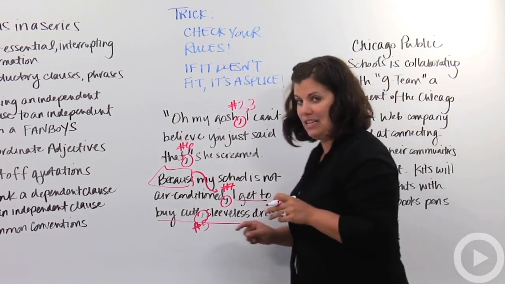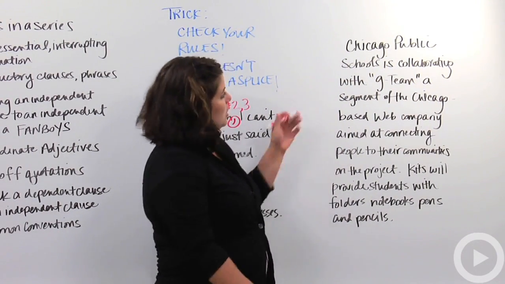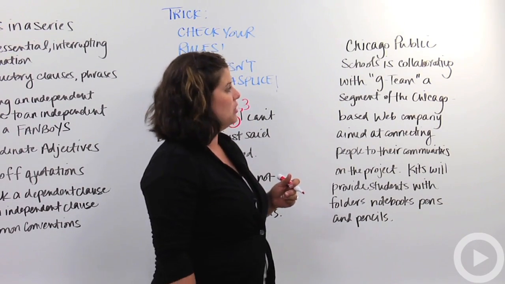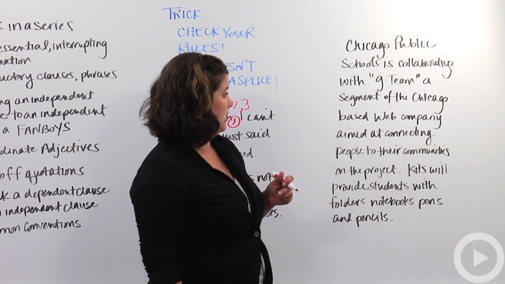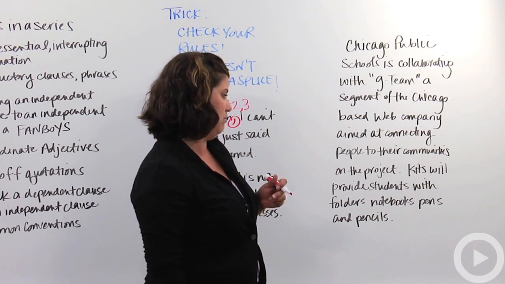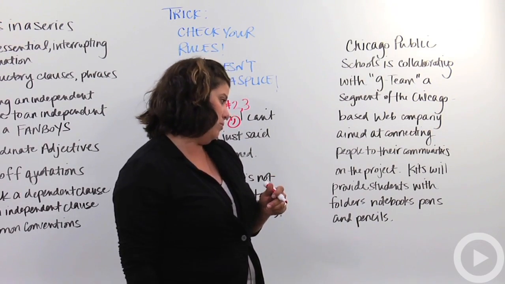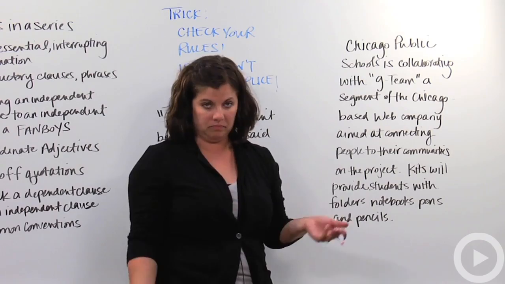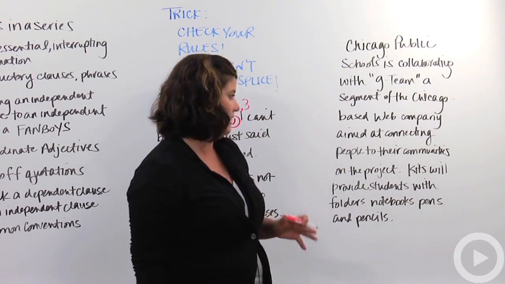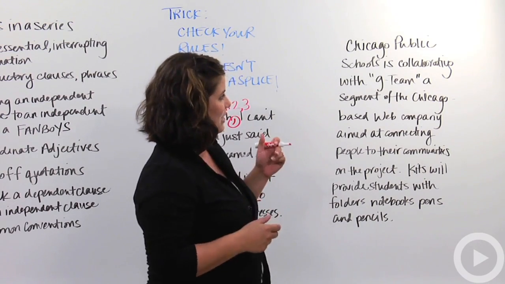Let's take a look and see if you can help me add the commas to this paragraph. So as I read, kind of think about where you might place them. It says Chicago Public Schools is collaborating with G-Team, a segment of the Chicago-based web company aimed at connecting people to their communities on the project. Kits will provide students with folders, notebooks, pens, and pencils. All right, so we've got a lot going on here in one big sentence. What we want to do is make sure we get the commas in the right place to make sure that we're emphasizing the right things.